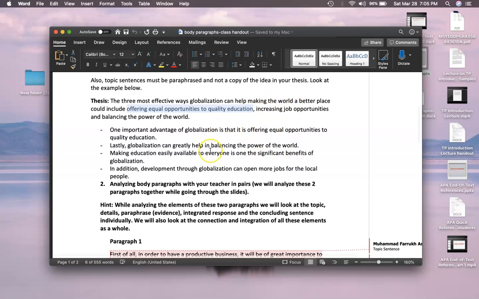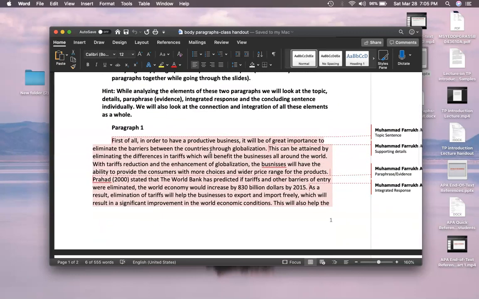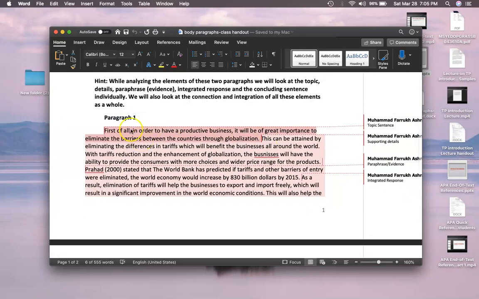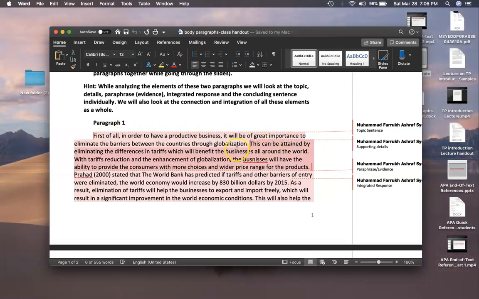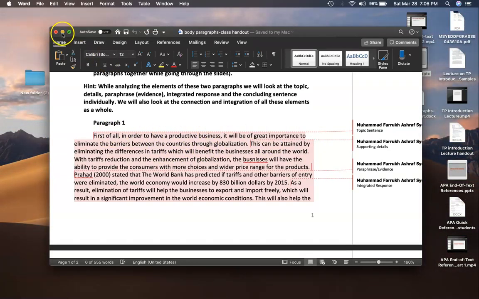So this is in front of you. Now you can see also what I did here, the paragraph I used from a student. I gave you notes like annotations here explaining this. So the first sentence here is the topic sentence. You can see, first of all, in order to have a productive business, it will be of great importance to eliminate the barriers between the countries through globalization. So this is the paper from a student about advantages of globalization for business. You can see a transition, the topic, and the main idea 1 is there. All of the 3 elements are present.